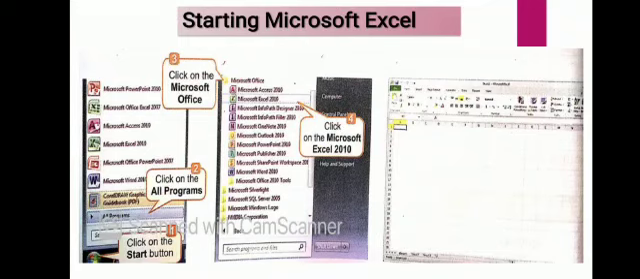Now see how to start MS Excel. See this picture, with the labels given as 1, 2, 3, 4. The following steps are here. First you have to click on the start button, then click on all programs. Then next click on Microsoft Office, and at last select Microsoft Excel 2010. When you open Microsoft Excel 2010, as in the next picture, a worksheet will open on your screen.